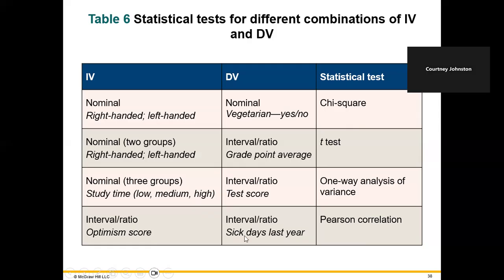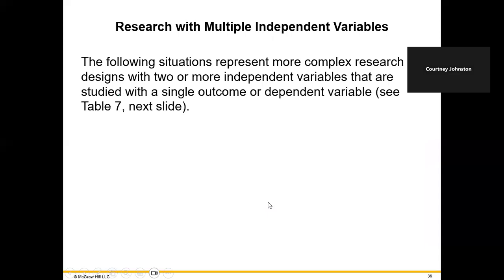Then let's say in general, if your independent and dependent variables are both interval in nature, like an optimism score and how many sick days there were last year, you're going to use a Pearson correlation. And again, we'll walk you through that.